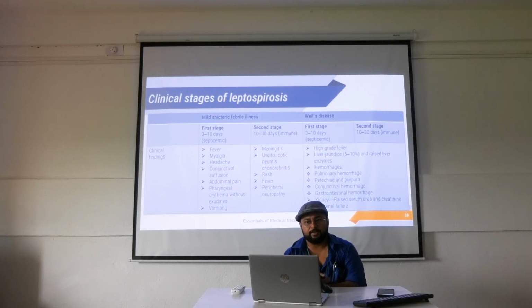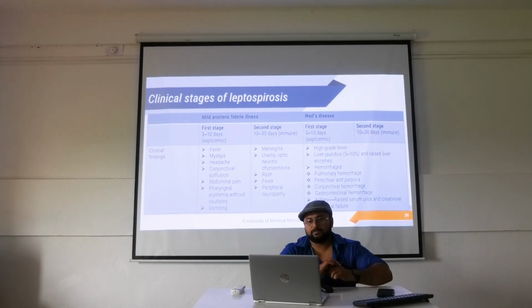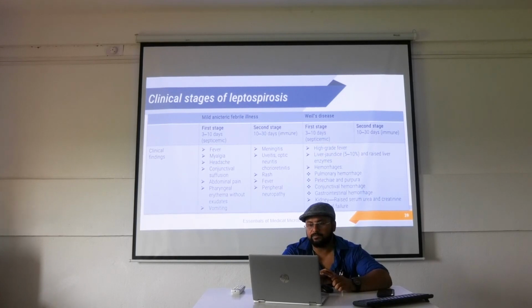First phase, septicemic. Whatever, the first presentation is fever, myalgia, as a normal viral fever presents, conjunctival suffusion, abdominal pain, pharyngeal erythema without exudate, vomiting, normal. All fevers present this way. In the second stage there is meningitis, uveitis, a more complicated stage, and Weil's disease is a more severe form, where there is high grade fever, liver jaundice, and bilirubin will be much higher.